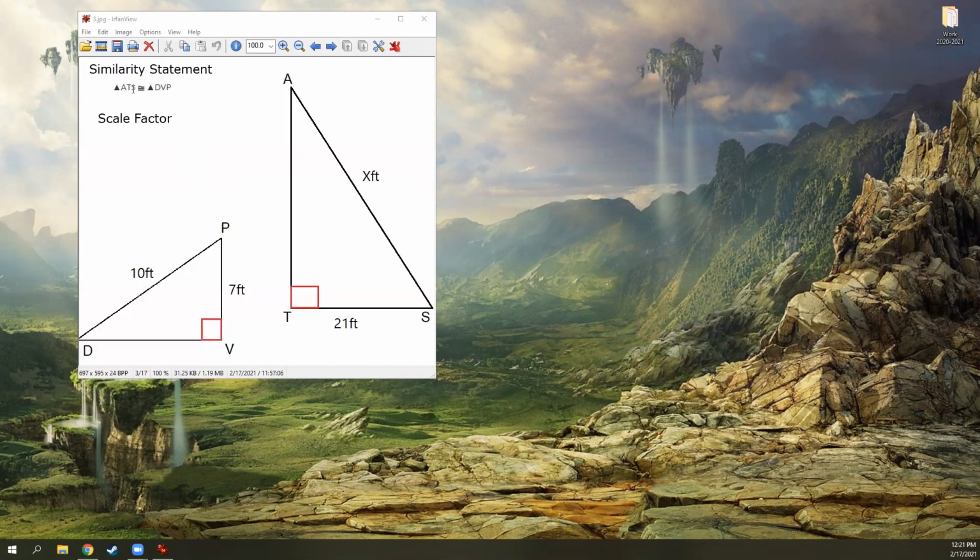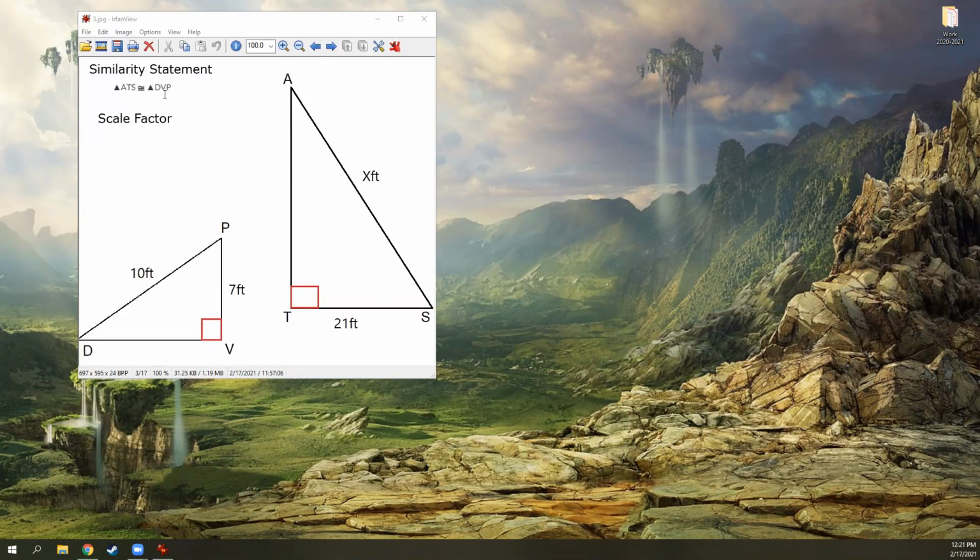Triangle ATS. Oh, I did it again. That's supposed to be similar, not congruent. Oh, that's a pain. All right, I'll handle that later. But ATS is similar, not congruent, to DVP. So we've got the way they set up, right?